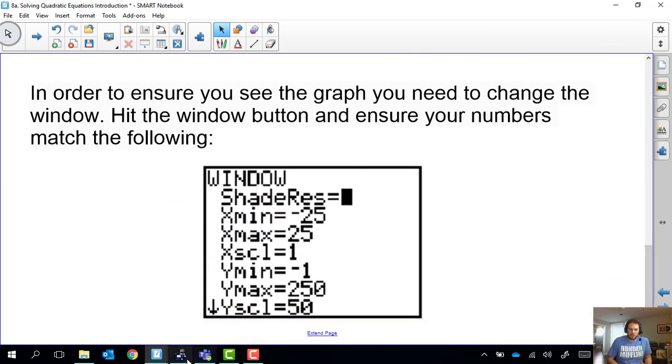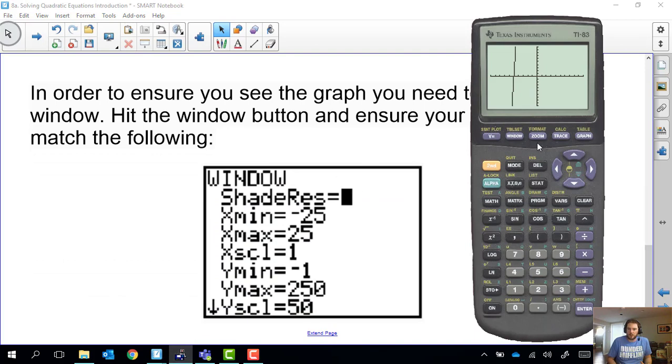So what we need to do is change our window. And here's the window I suggest. We're going to go into our window, and where it says x min, negative 25, that's what we'll put. Then the x max, 25. For the y min, I suggest negative 1. And for the y max, 250. More often than not, to choose these windows you're just going to have to play around, right? Throw in some numbers that you think make sense, and then hit the graph button. Let's see if it brings up a graph that's going to help us out. If it doesn't, then let's try a different set of numbers.